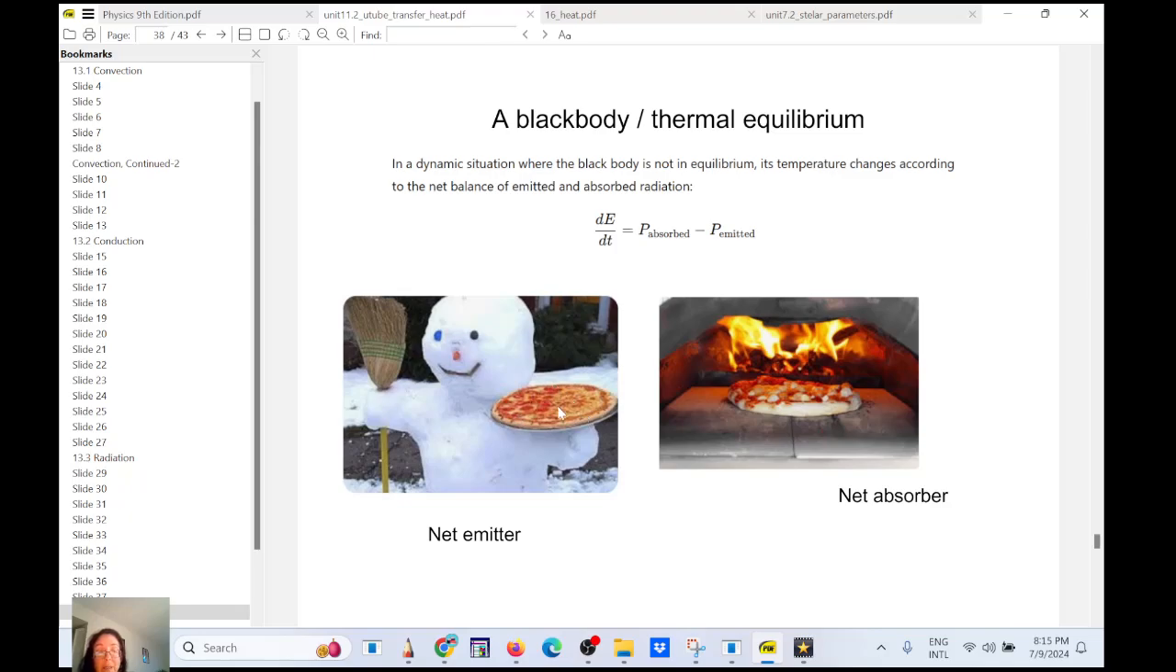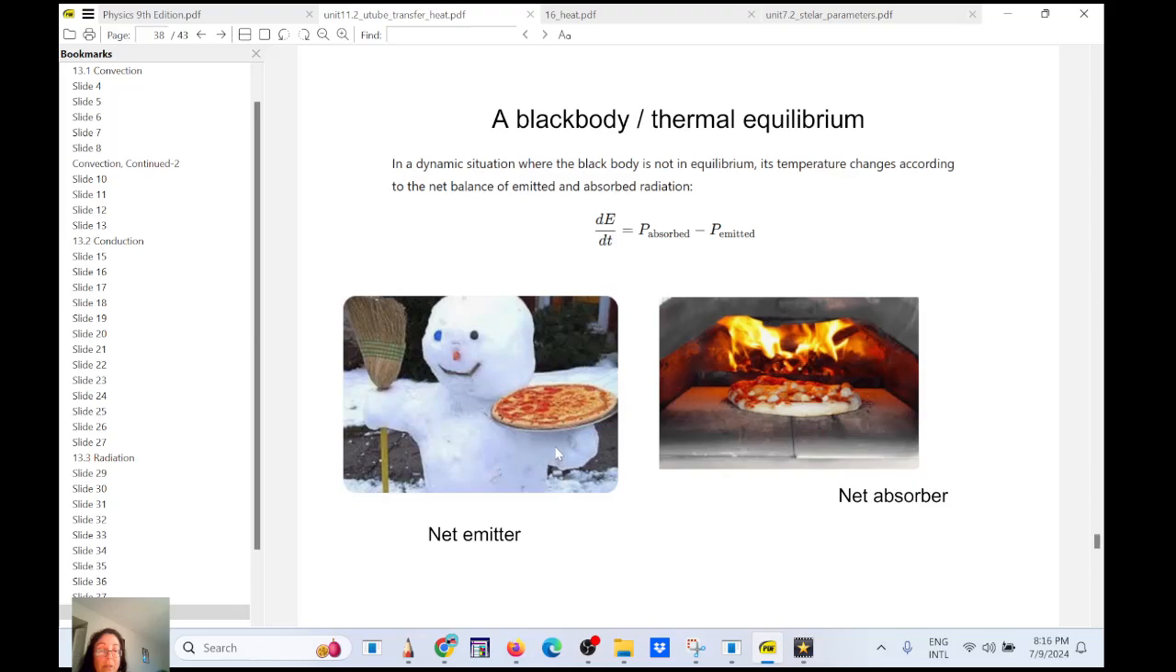So it's a very hot pizza and it's very cold outside. Obviously, it's going to emit more than it absorbs. So in that case, it's a net emitter. Regardless, we can still find the peak wavelength here. So that's going to be infrared. So it's emitting heat waves, of course. And then you can find the temperature of the pizza.